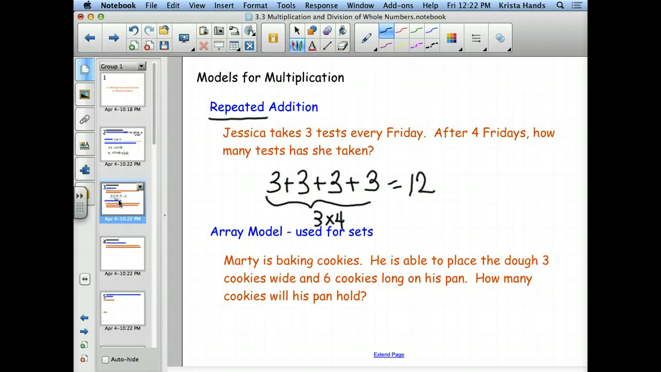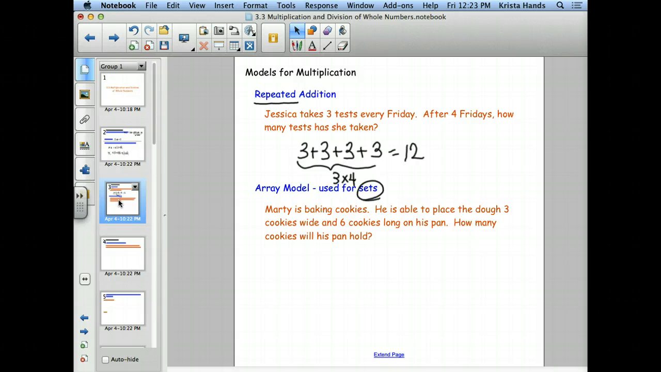Okay, array model is one of my favorites. An example of one is Marty's baking cookies. He's able to place the dough 3 cookies wide and 6 cookies long with his pan. How many cookies will his pan hold? Now this says used for sets. So we're going to see another model that looks very much like the array model, but it's used for measurement instead.